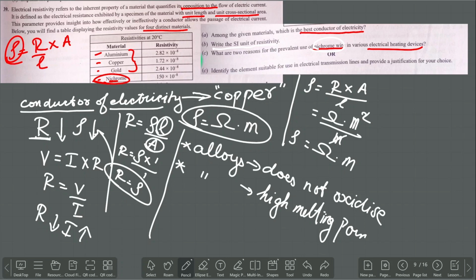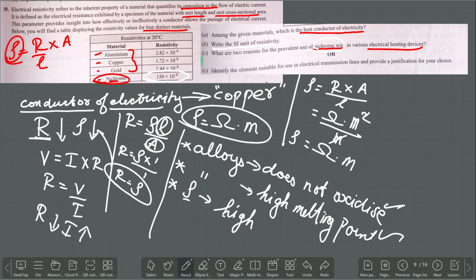And a third reason we can also give: the resistivity of alloy will be high. In the given table, which one is having more resistivity? Nichrome. So for this reason it has more resistivity, that means the resistivity of alloy is going to be high. Of these, only two are going to give the first reason and the second reason.